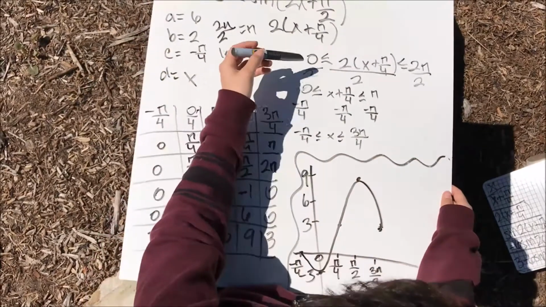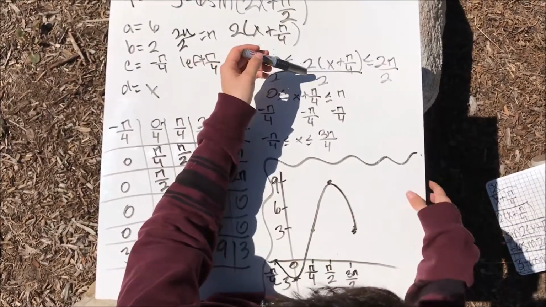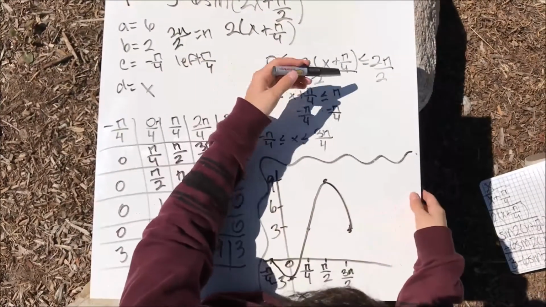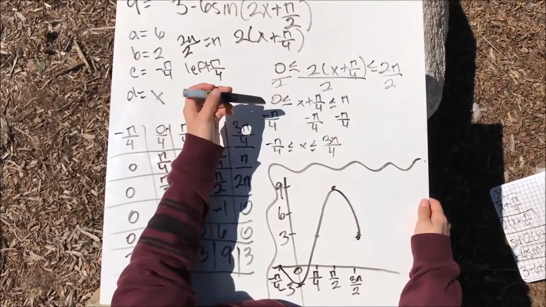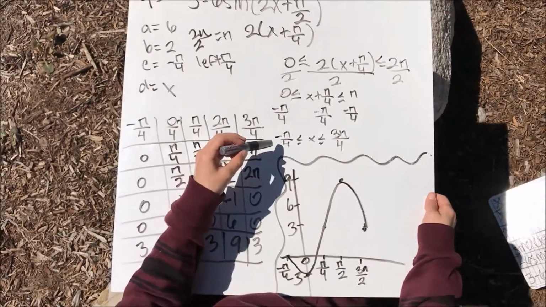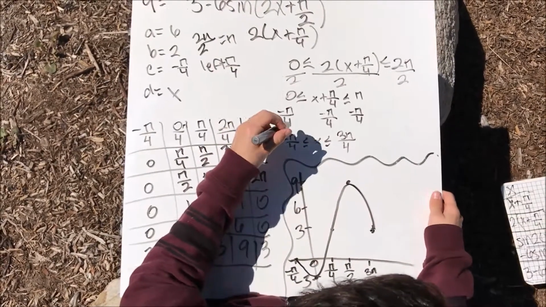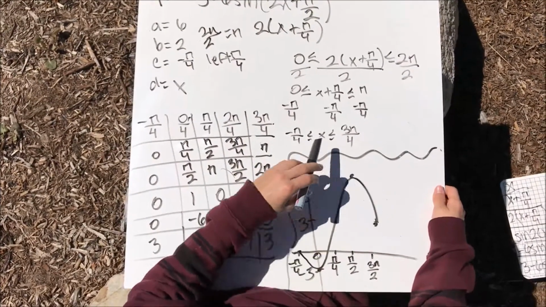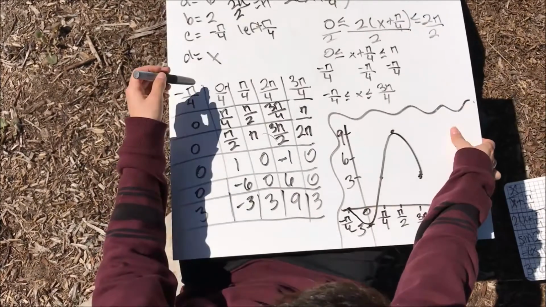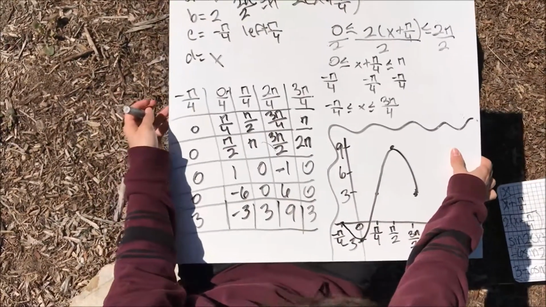With that, we found intervals. We put 0 is less than or equal to 2 of x plus pi over 4 is less than 2 pi. We divided that by 2. We got this. Then afterwards, we subtracted pi over 4 to get our last value, which is negative pi over 4 to 3 pi over 4 for x. From there, we can get our table of values. You just use pi over 4s.